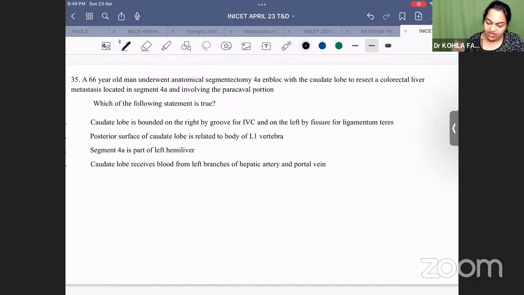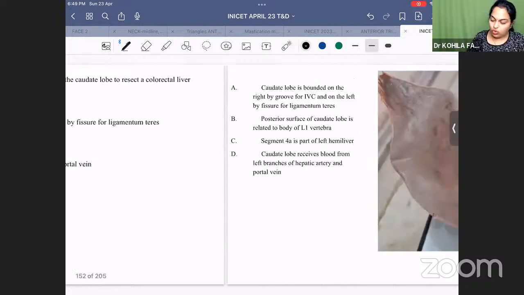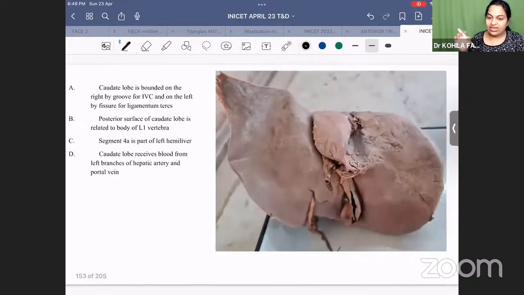This one, did you get it right, Sai? So what is the answer? Easy, right? So, segmentectomy about the liver. Now I'll put the option and show you a specimen of the liver. Here is the caudate lobe.